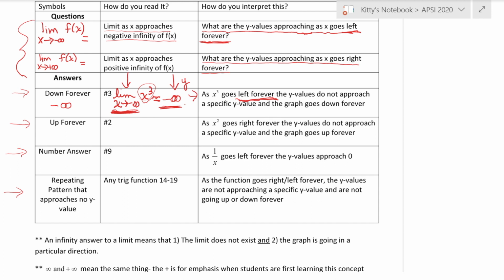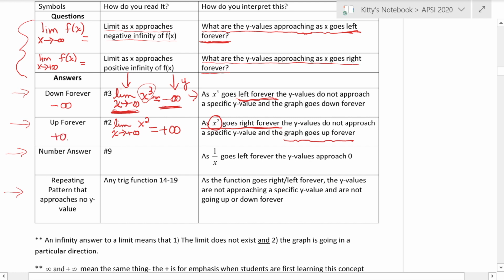All right, let's try another one. Number 2 was talking about x squared going right forever. So I'm going to write that question in terms of limits. The limit as x approaches, I'm going right forever, that means positive infinity, of x squared. In the first questions, I just wrote f of x because I didn't know what it was, but now I do, so I'm going to write what f of x is equal to, and this graph went up forever, so I'm going to say positive infinity.